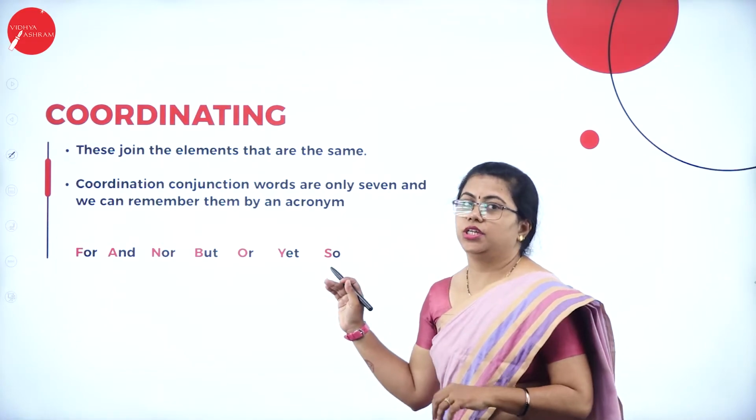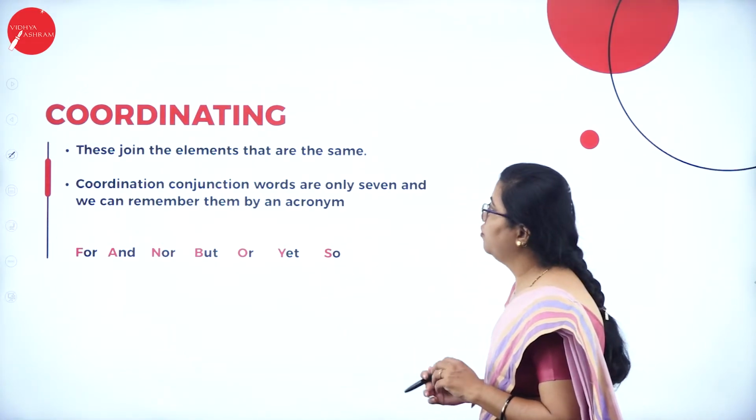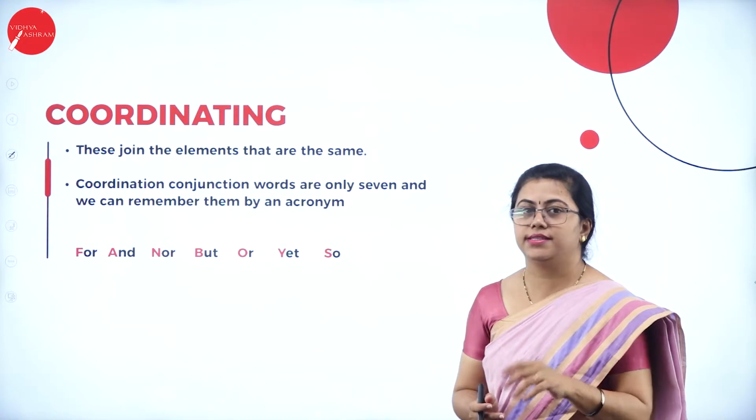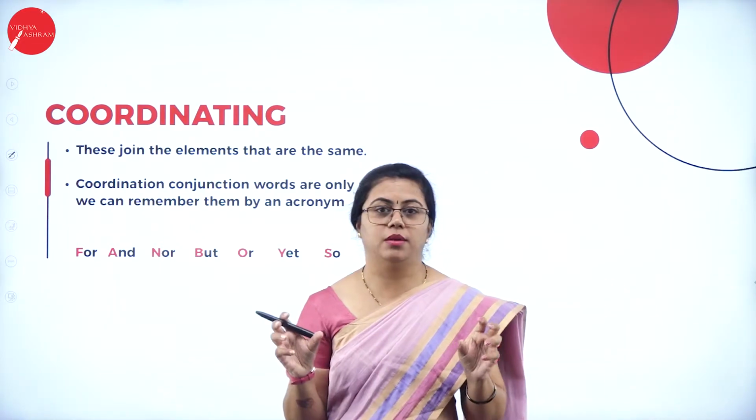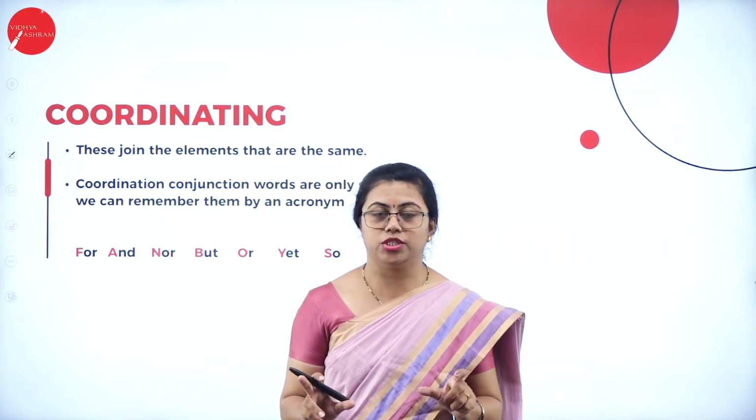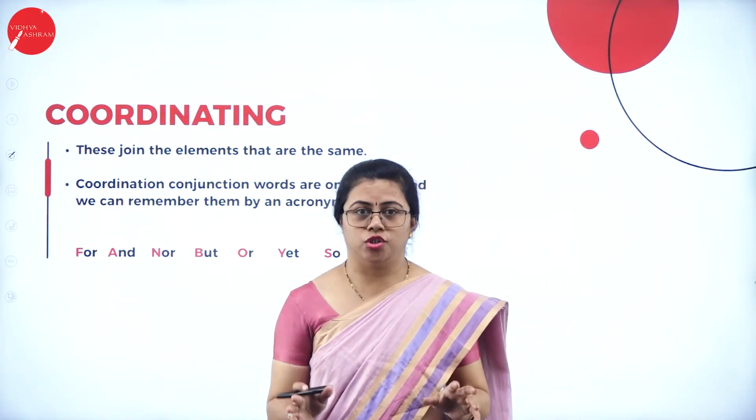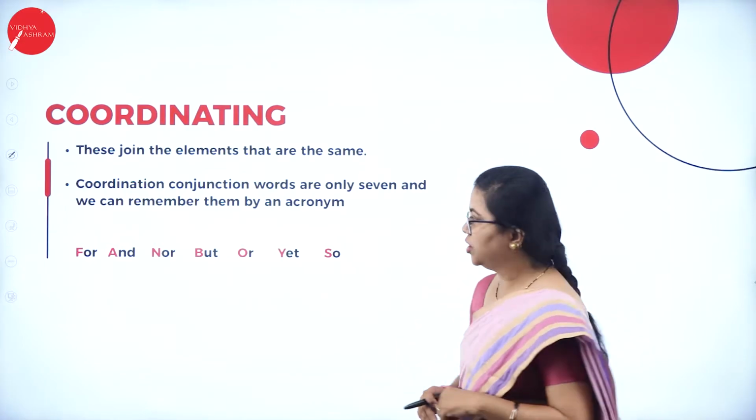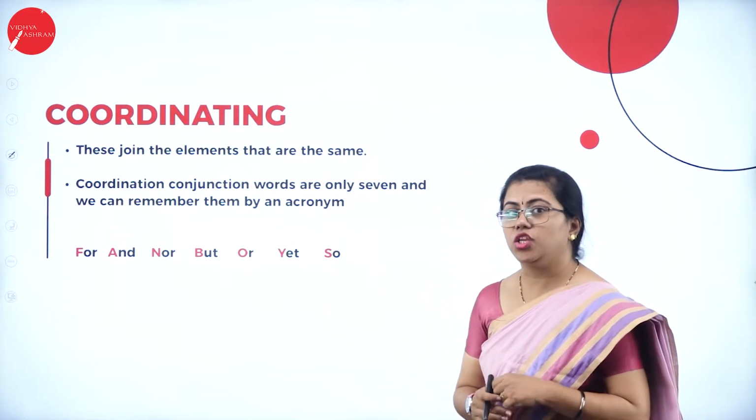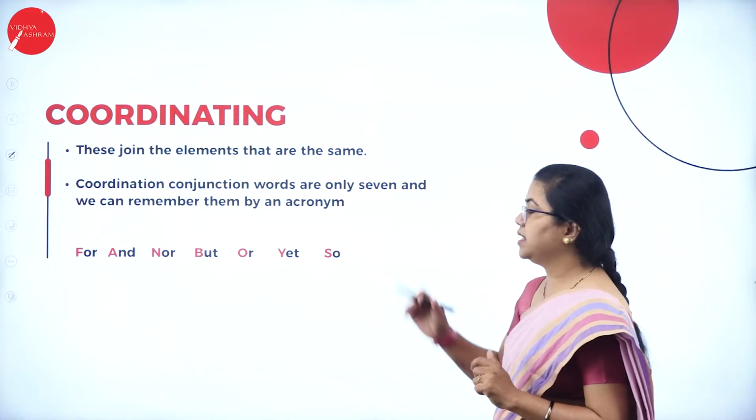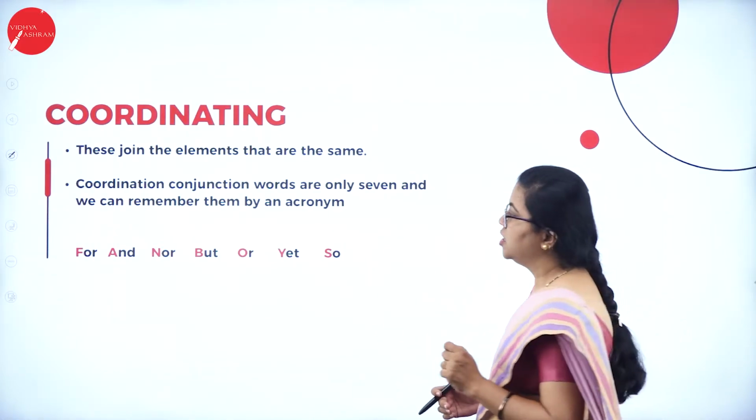Coordinating conjunctions are basically those which join elements that are the same, similar, which have equal weightage. There will be two sentences which will have equal weightage. Such sentences are joined by a coordinating conjunction. These can be remembered very easily using an acronym. Acronym means a short form.